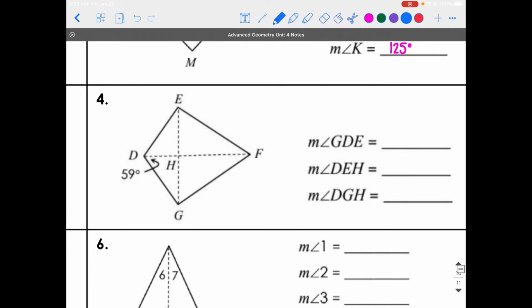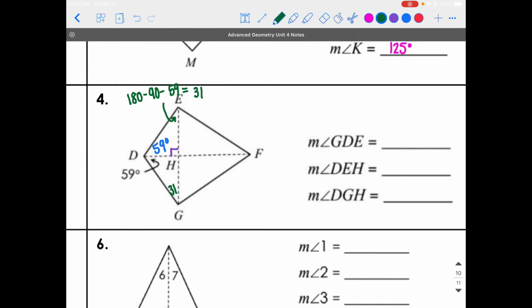Question number 4. We have that 59 degree angle, which means that this one is also 59 degrees. And then we have the 90 degrees. So this one right there would be 180 minus 90 minus 59, which is 31. So this one over here would be 31.